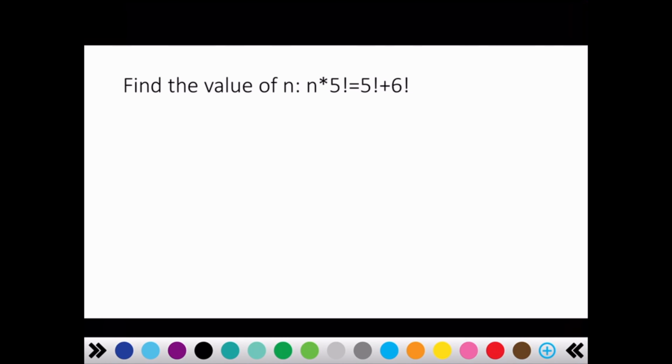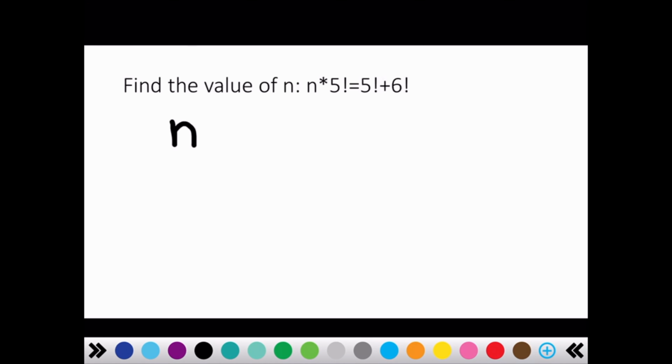So now in this problem, we have to find the value of n in this equation. n times 5 factorial equals 5 factorial plus 6 factorial. Now we could solve this problem by just calculating each of the factorials, but that would bring up large numbers, and in other problems with even higher factorials, that would be very difficult. So let's try to find a simpler way. Let's see if we can use the same thing that we did before, because 5 factorial and 6 factorial are just one number apart. So let's try that out.